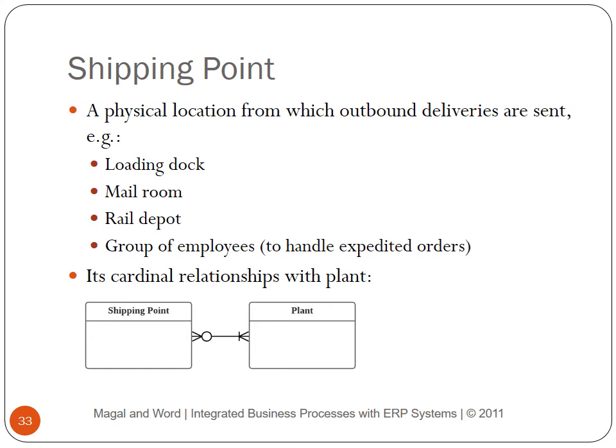A shipping point is associated with one or more plants, and a plant can have more than one shipping point. A plant must have at least one shipping point from which to process deliveries, although the shipping point does not have to be physically located within the plant.